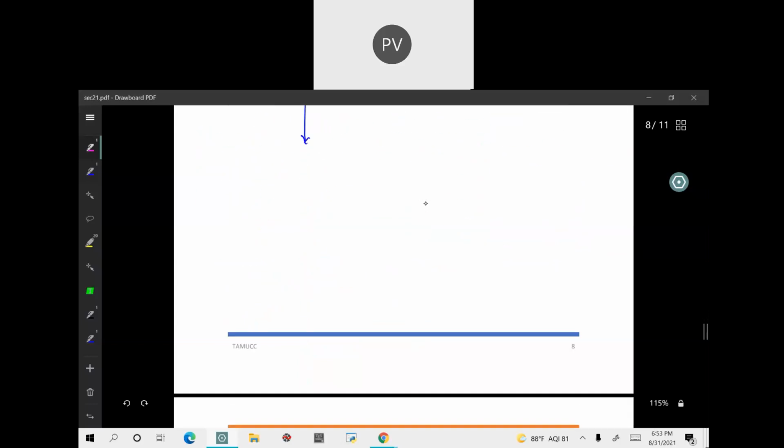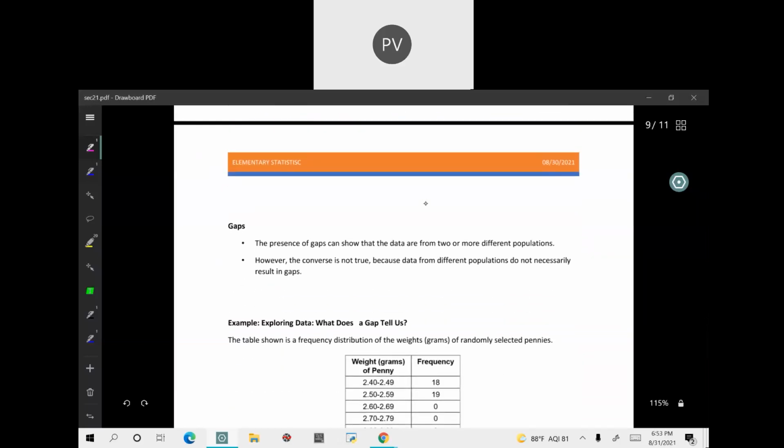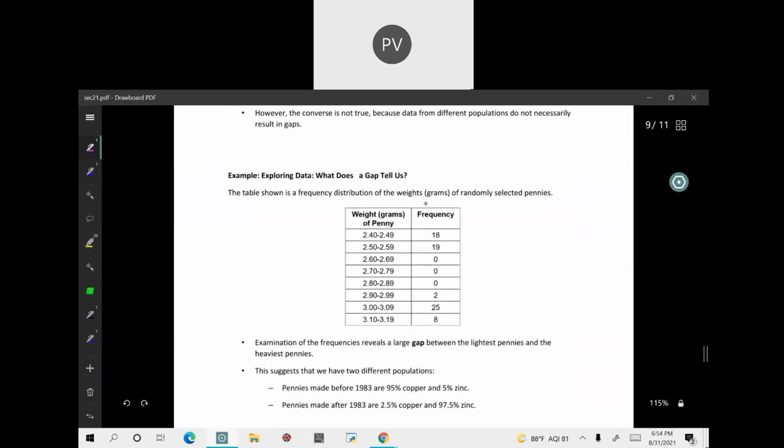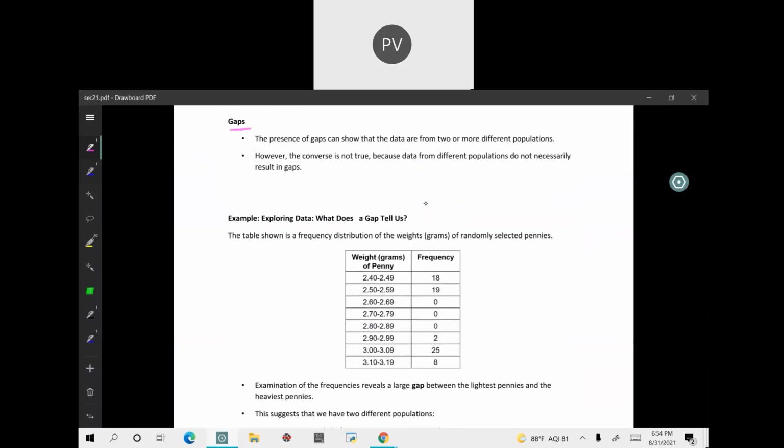Next, gaps. In a frequency distribution table, sometimes you find a zero value in a frequency column. That means that there is a gap in the frequency distribution table, in turn meaning that these data are collected from two different populations.